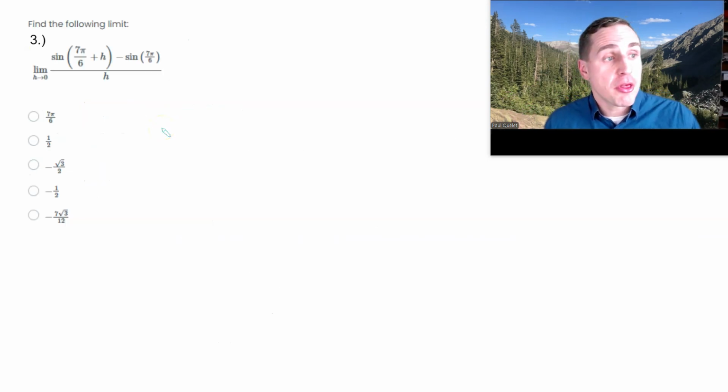Okay, so for question number 3, we're asked to find the following limit. So 3 says, the limit as h approaches 0 of sine of 7 pi over 6 plus h minus sine of 7 pi over 6, all over h.